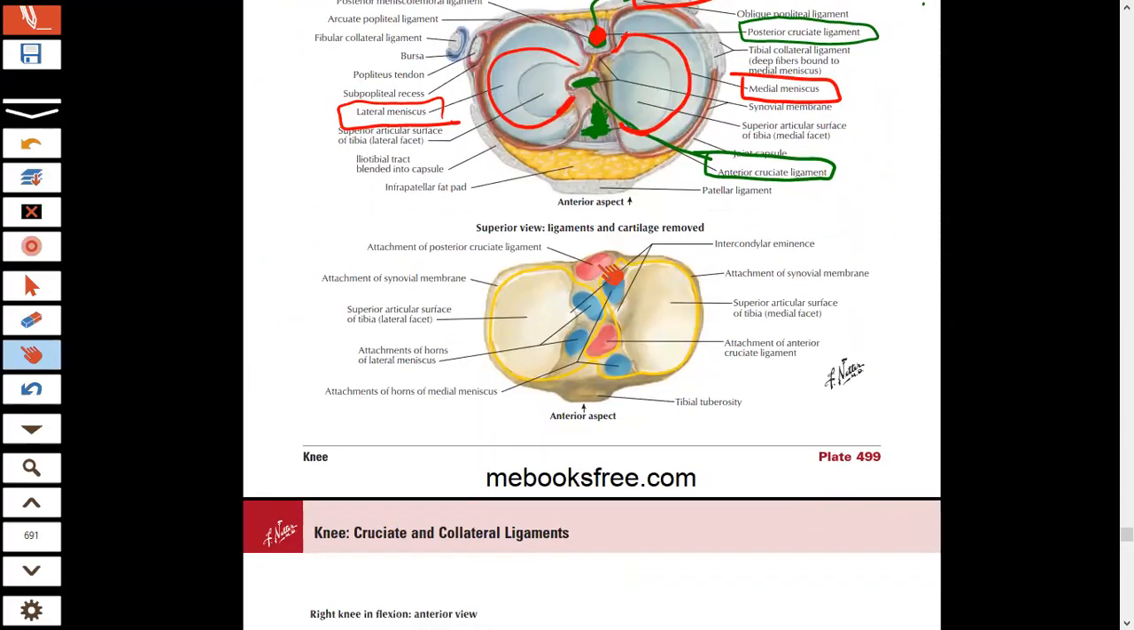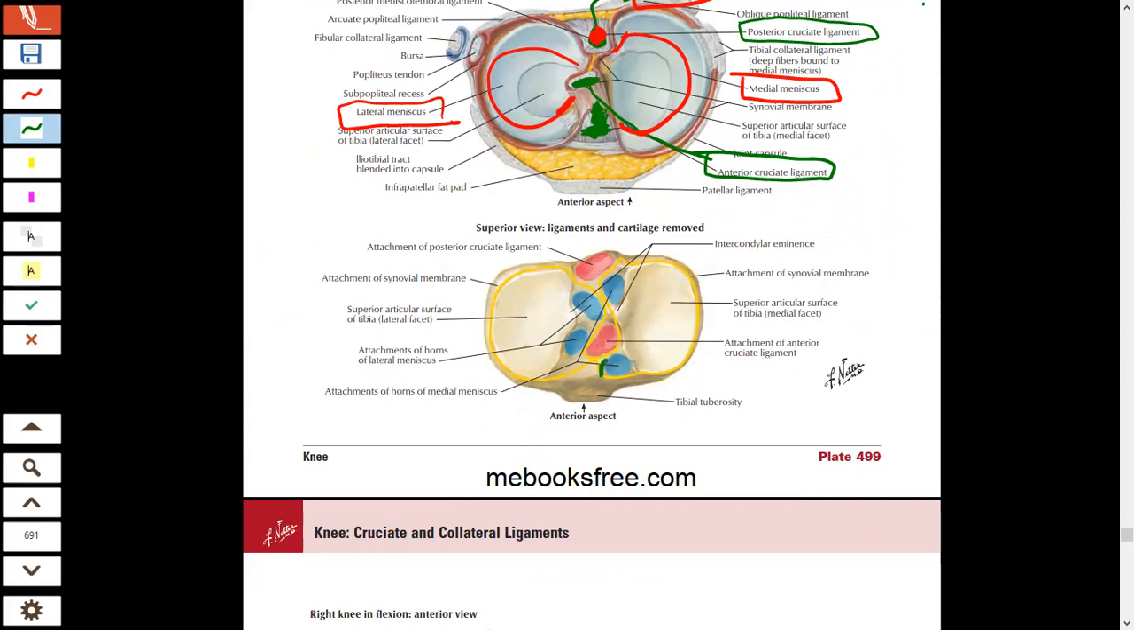See here, this is the posterior cruciate ligament now, and this is the anterior cruciate ligament. So you must understand it like this. See here, Medical College Lahore, Lahore Medical College, like this.